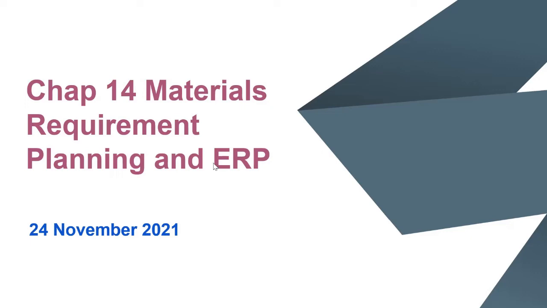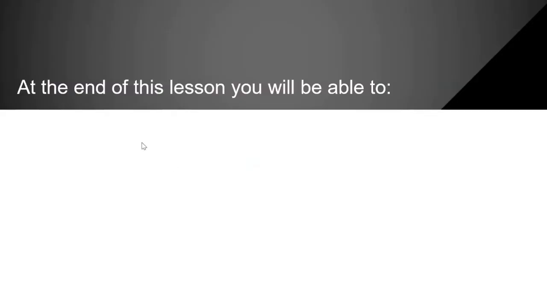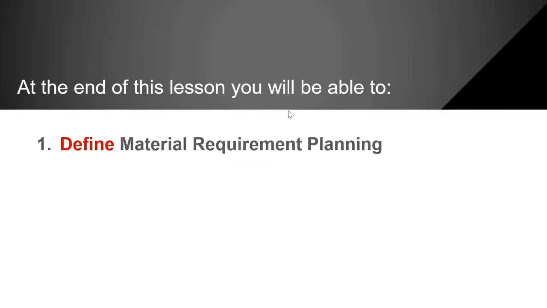So we're going to talk about materials requirement planning today. And let me see. At the end of this lesson, for this chapter probably, you will be able to, first of all, define material requirement planning. Okay, so it is after aggregate planning. You need to understand aggregate planning, which we have already discussed last week, and this becomes the input for material requirement planning. Okay, it's very connected. It's one after another.